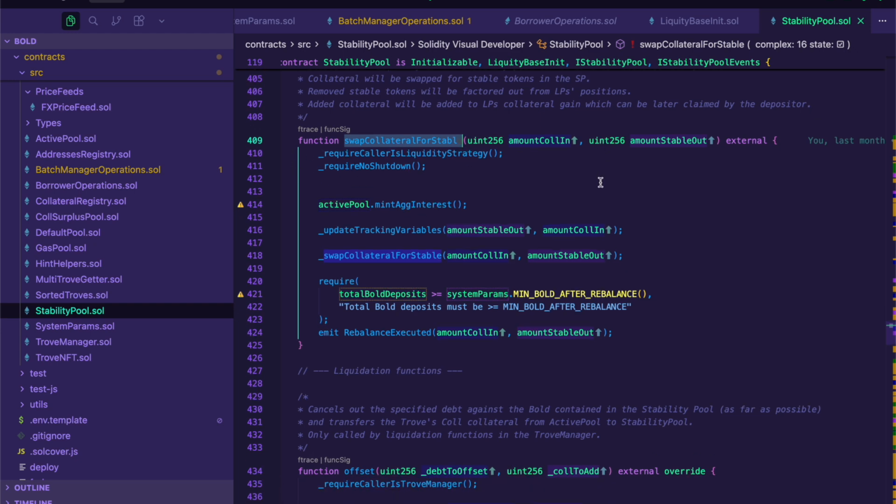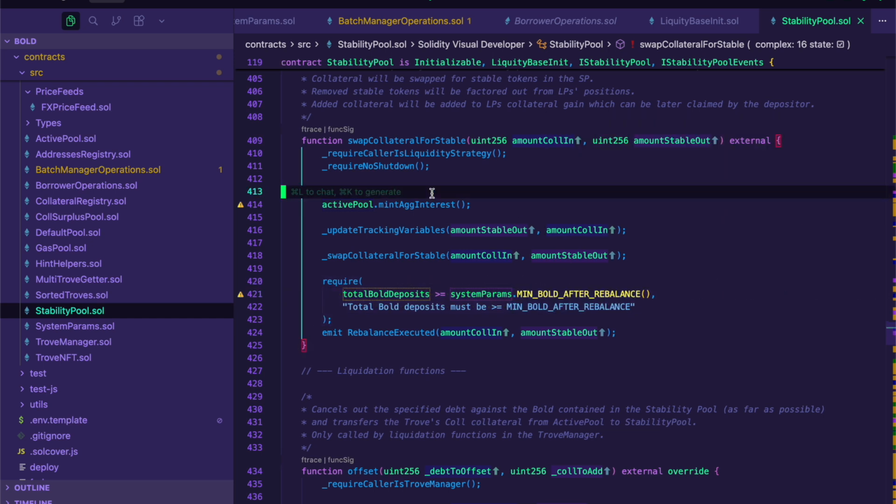Other than that, one other thing we need to mention here is that we introduced this new variable, min boldafter rebalance, which ensures that rebalancers or liquidity strategies don't drain this pool. They have to leave some tokens in.